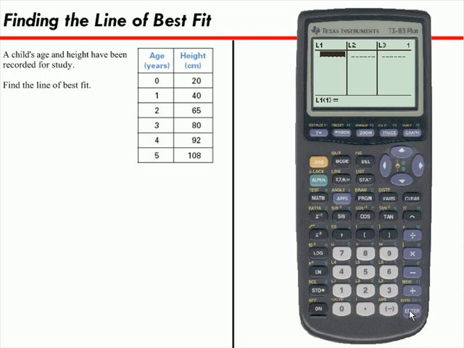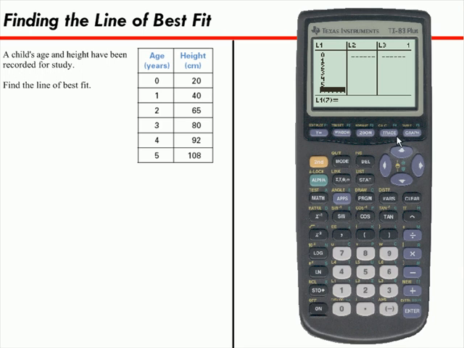Now I have list 1, or L1, and list 2, or L2. This will be all of the values in our x-axis, and this will be all of the values in our y-axis. So let's start entering in the age numbers. The first age is 0. So I type in 0, then I hit Enter. And I just keep going, filling in the list, all the way up to the last age, which is 5.